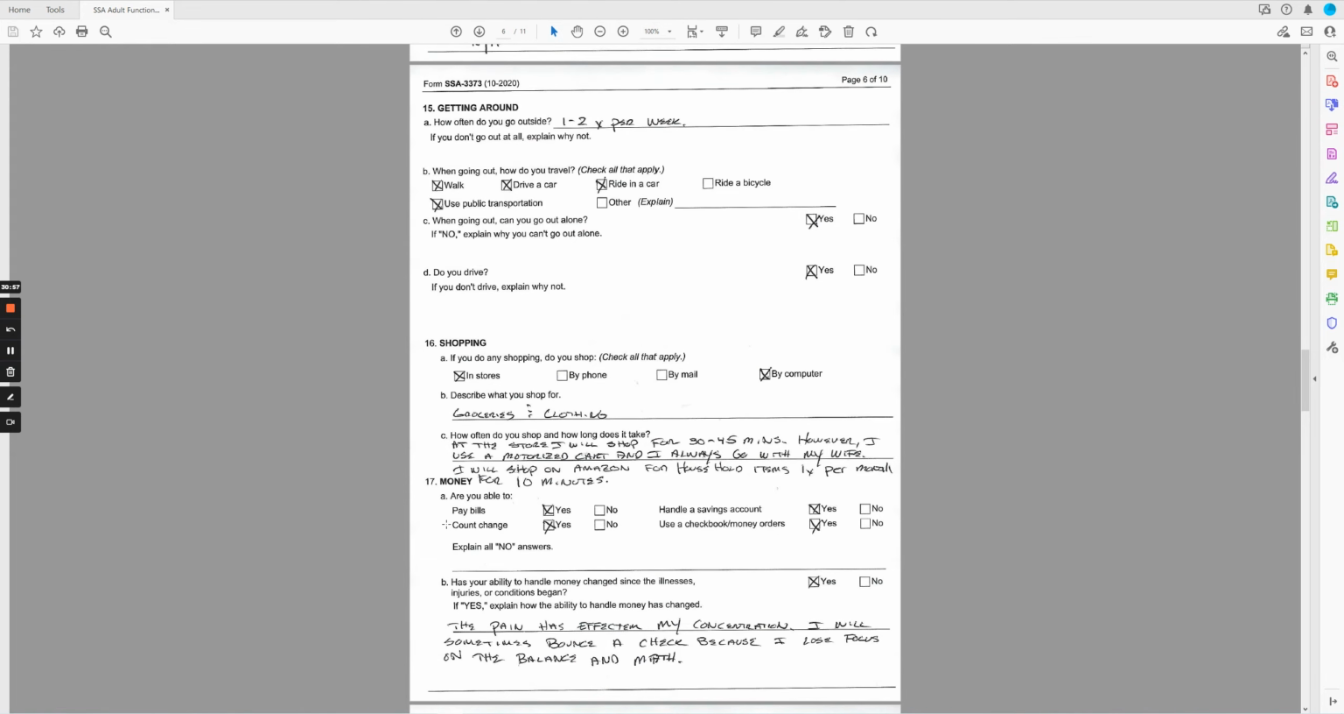Are you able to pay bills? Here I wrote yes. Count change, yes. Handle savings account, yes.